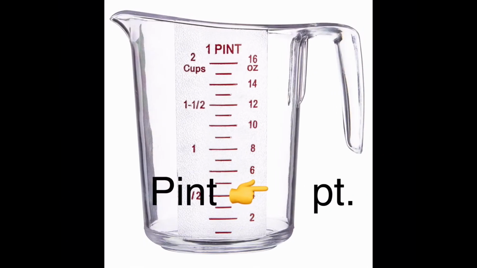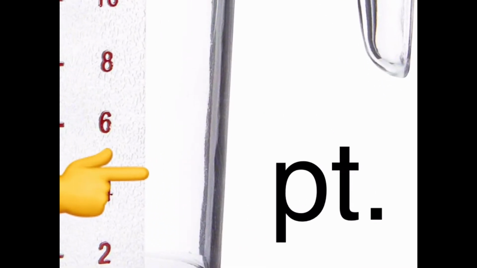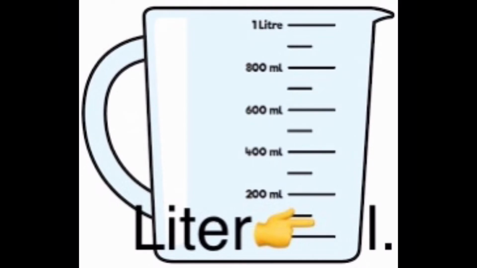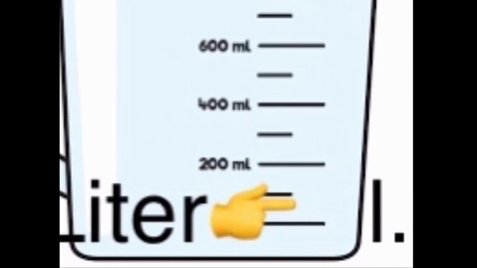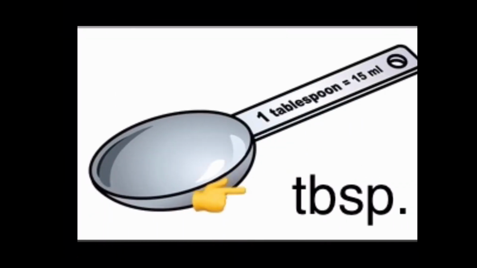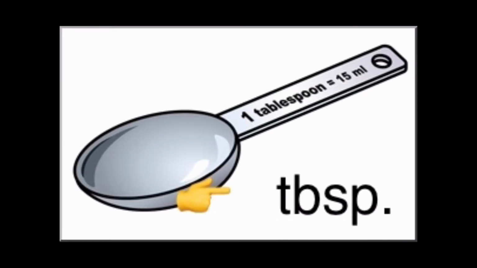The next one is a pint. A pint is abbreviated into PT and a period, and it's around 2 cups. A liter is abbreviated into L, only the letter L, and a period, okay? Then we have a cup. A cup is like a single cup. A cup is abbreviated into C and a period. And here you have a tablespoon. A tablespoon is 15 milliliters, which is abbreviated into TBSP and a period.